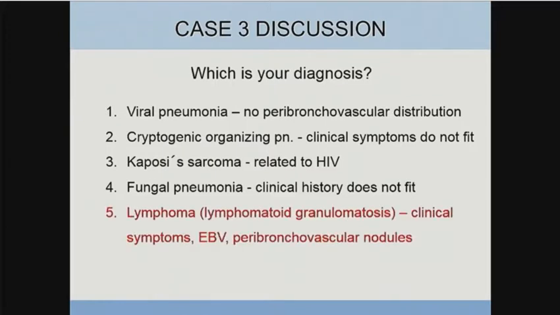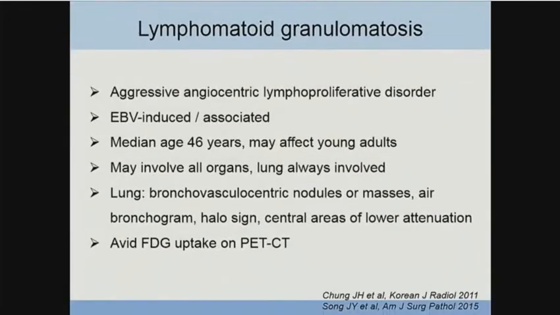And so this actually points to lymphomatoid granulomatosis. It has a clinical symptomatology. It's Epstein-Barr virus related and presents with a bronchoalveolar disorder. So what is lymphomatoid granulomatosis? This is an angiocentric, aggressive lymphoproliferative disorder. It's strictly EBV-induced or associated. It affects basically younger people, even young adults.